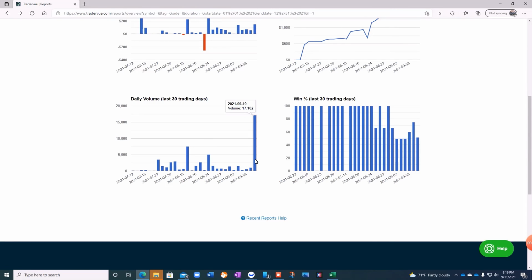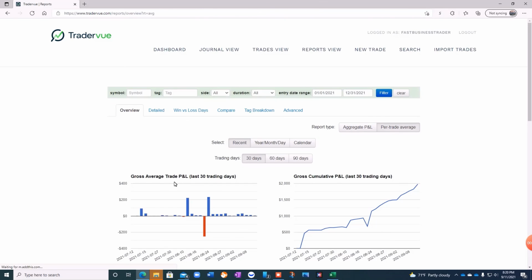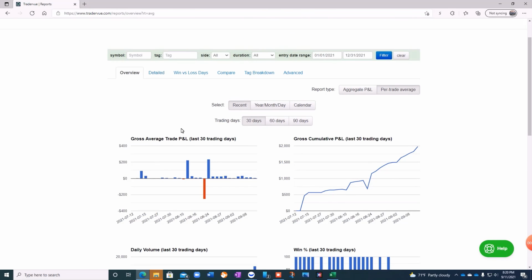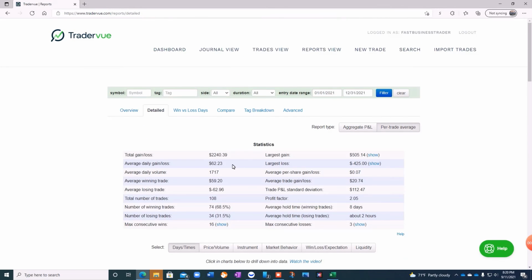I'm trading a lot of volumes. On 9/10 was my most volume. I think I traded about 14,000. My last most one was the 12th. I'm not really counting those. Wins, percentages. So let's do per trade for the last 30 days. Okay, let's do the details.